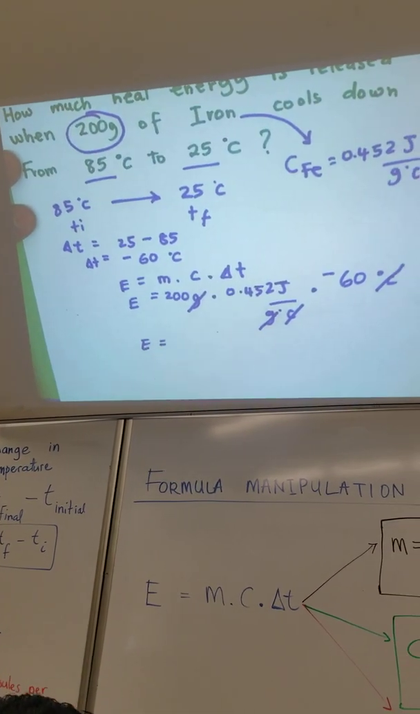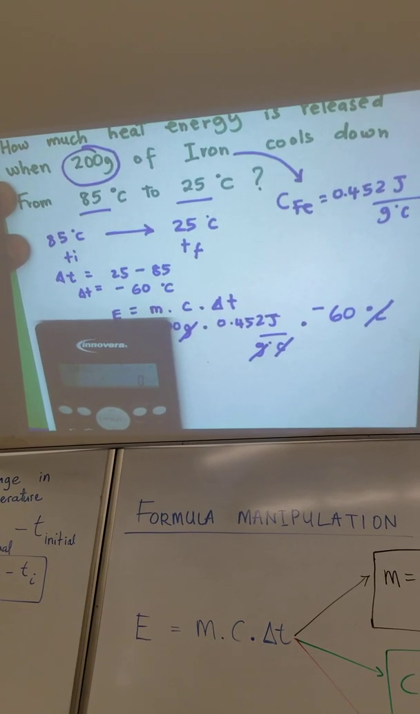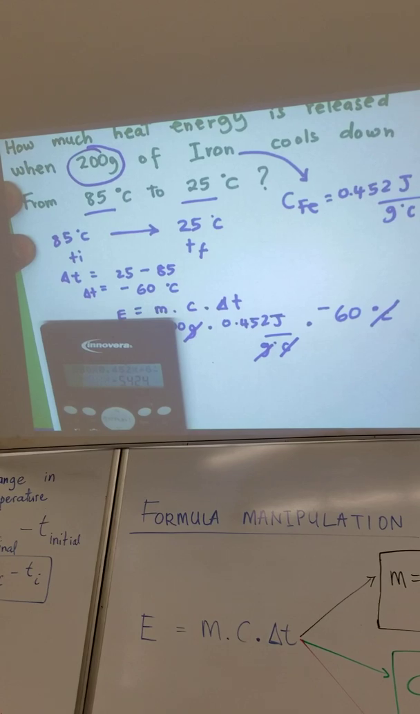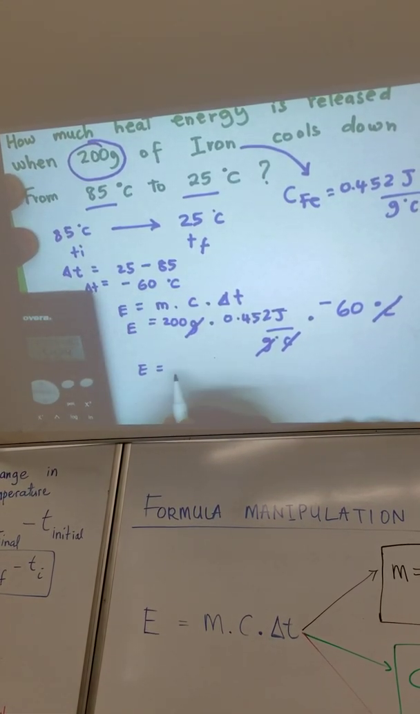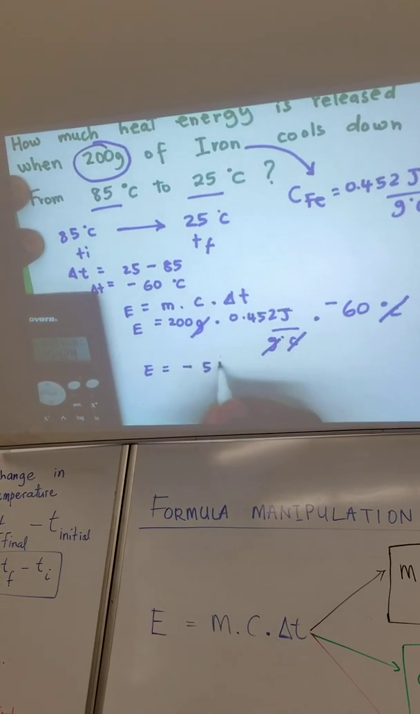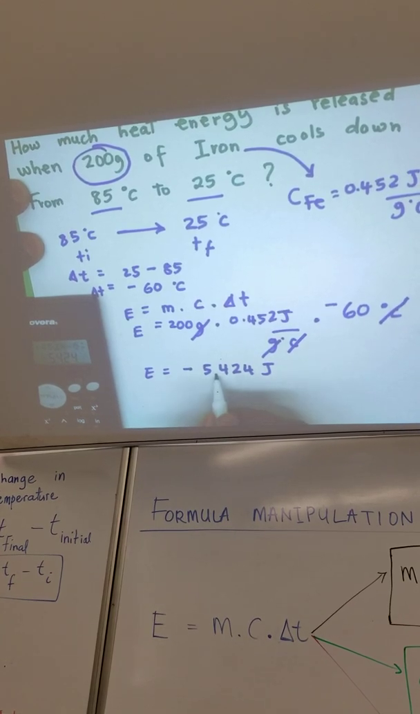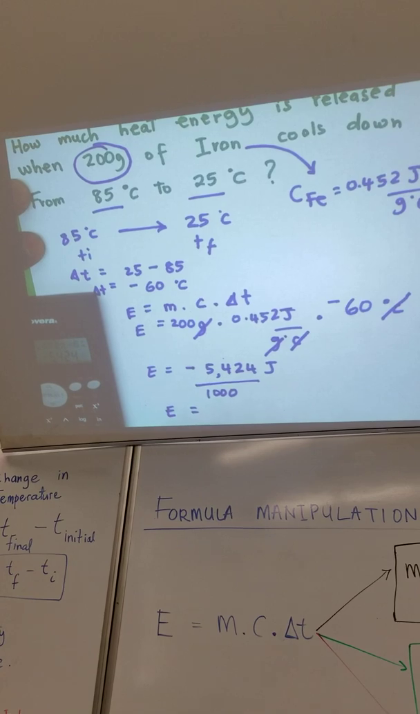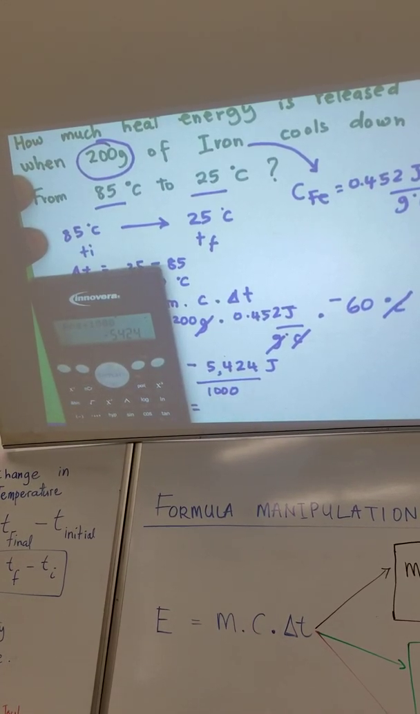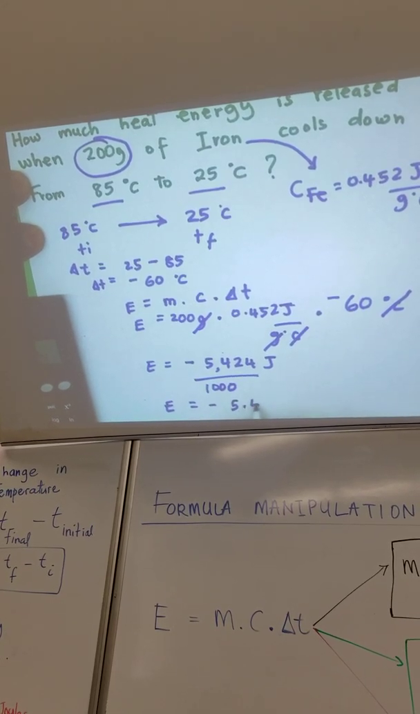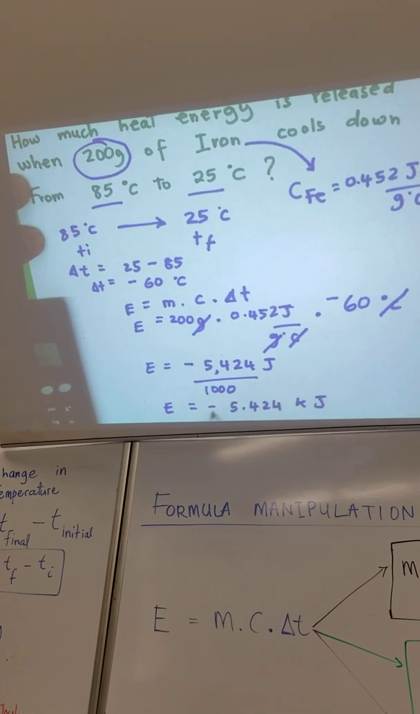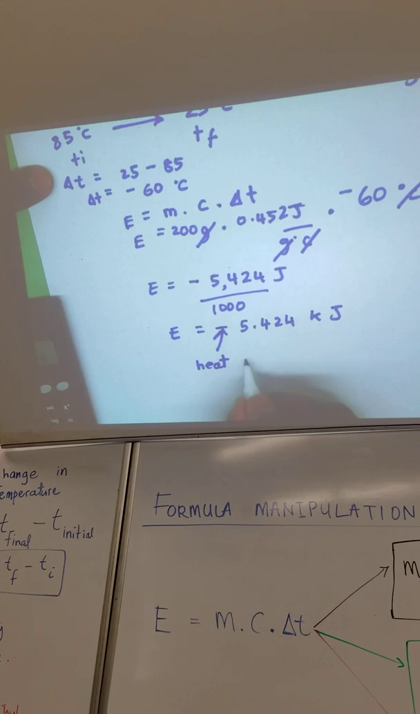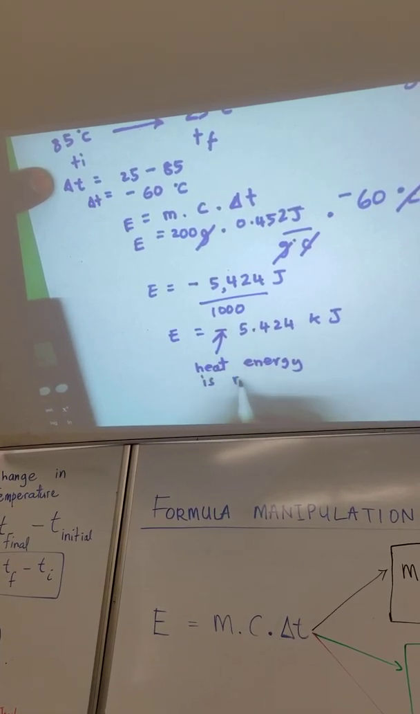So energy would then be 200 multiplied by 0.452 multiplied by negative 60, since it's cooling down, and we get a negative answer here. It's minus 5,424 joules. Again, we can divide this answer by 1,000 for simplicity's sake and get an answer in kilojoules. So if we divide this answer by 1,000, we end up with negative 5.424 kilojoules. So this negative in front simply means that heat energy is released into the surrounding.